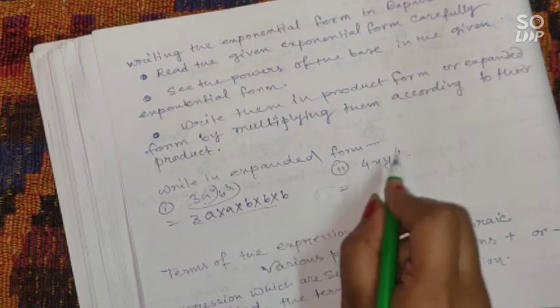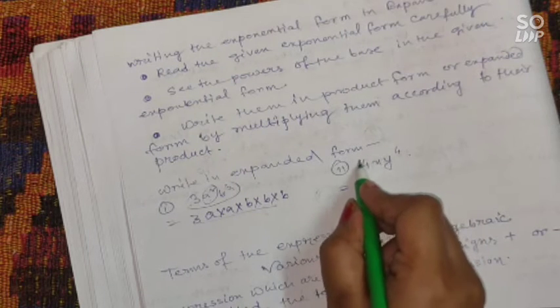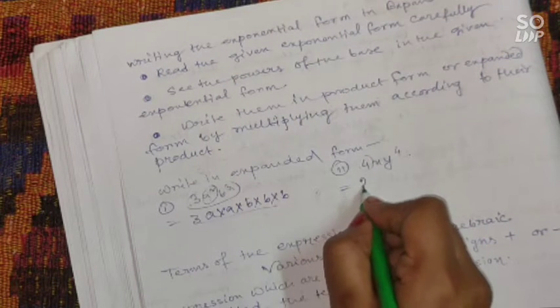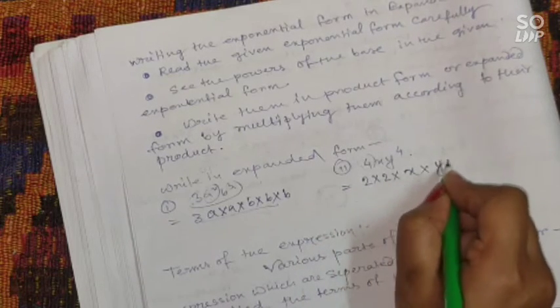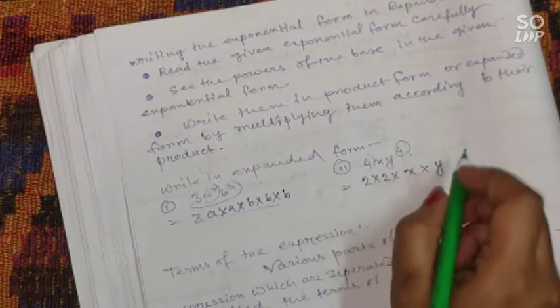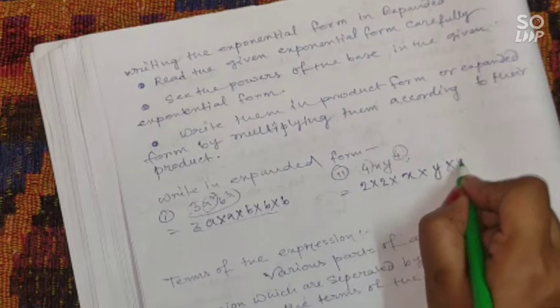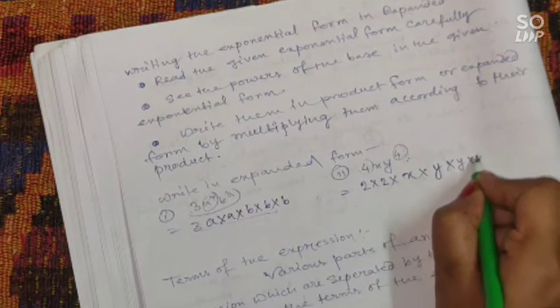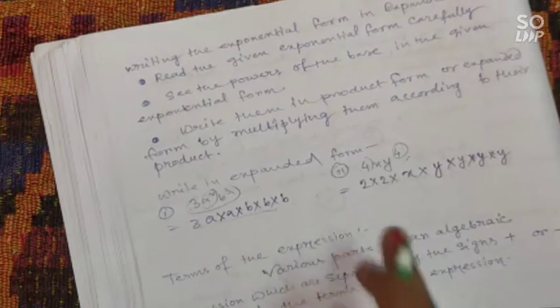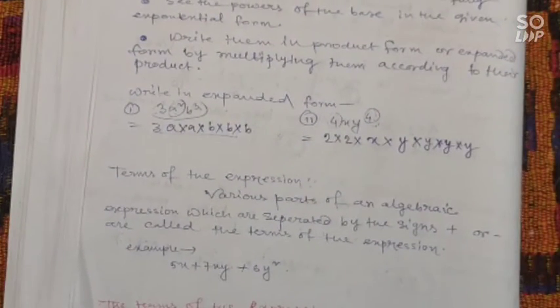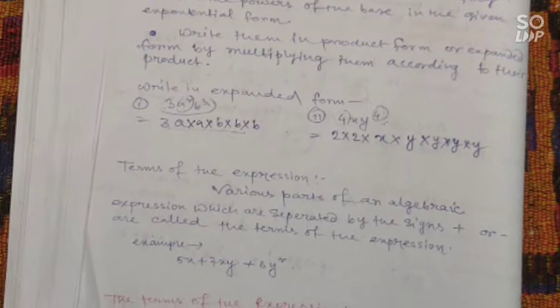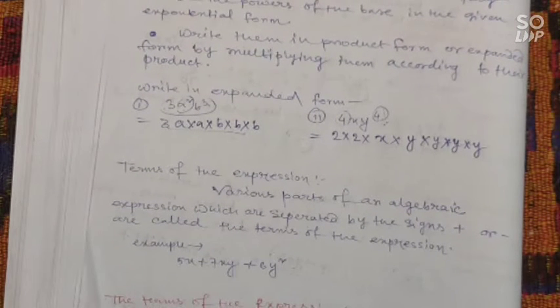Next, 4xy raised to the power 4. So here 4 can be written as 2 into 2. Next, x is 1 time. Next, y is y raised to the power 4, that means y multiplied 4 times. So this is the expanded form. I hope all of you can understand well about the expanded form and about the exponential form.